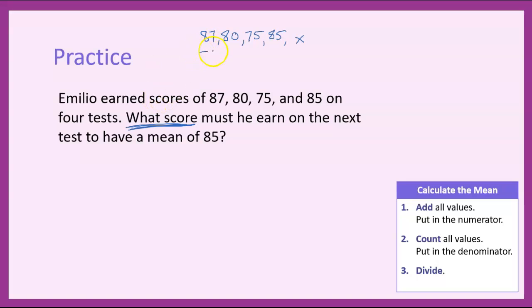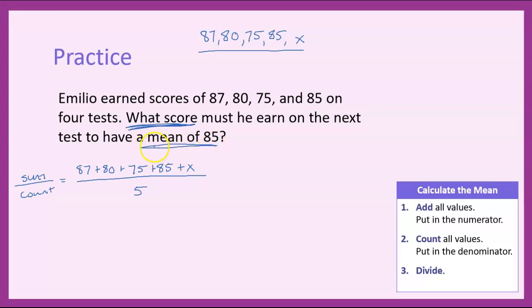Now if we want to do the mean of this set of data, we're going to do the sum over the count, like we do. So we add them all together, 87 plus 80 plus 75 plus 85 plus this unknown x we're going to bring with us. And our count is 1, 2, 3, 4, 5, including the unknown. And now we can set that equal to 85 because that's what we want the mean to be, a mean of 85. And now this is an equation in one variable. We can solve it.